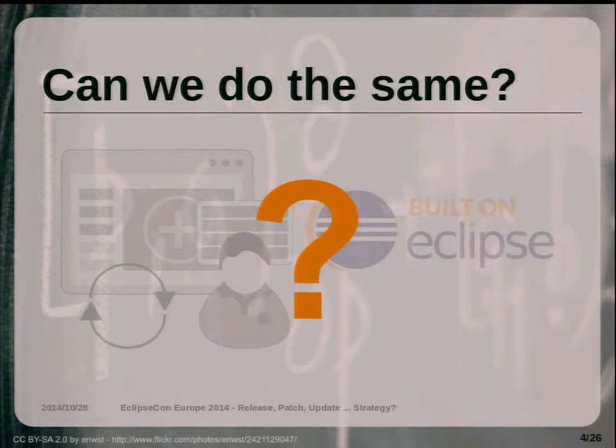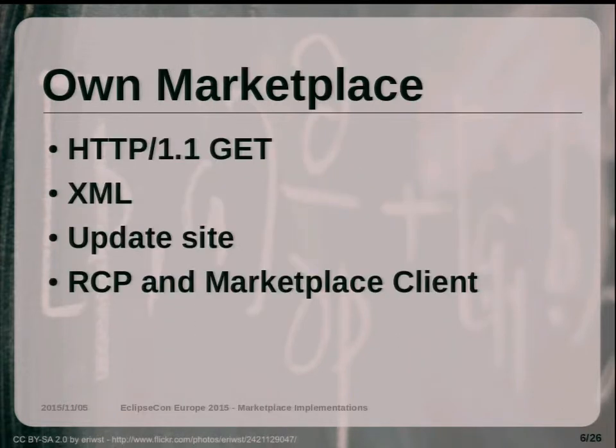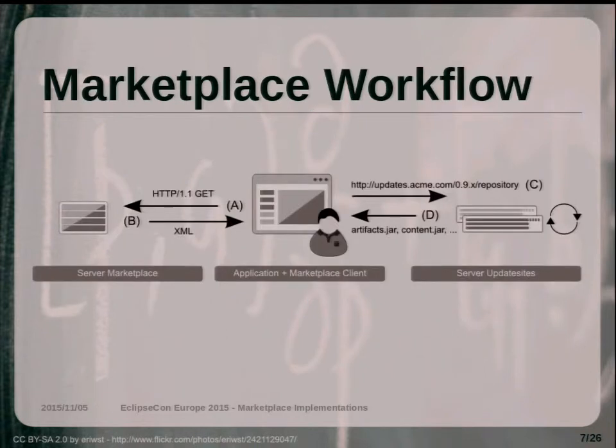Okay, I think I don't have to show this, you know it. The marketplace, and the question, can we do the same with our own RCP application? And definitely, yes, we can do it. And I would like to show you. Principally, we could make this presentation very short because it's just making a GET request and getting back an XML file. That's the marketplace. It's nothing more. It's quite simple, pretty straightforward, and I'd like to show you how it looks.